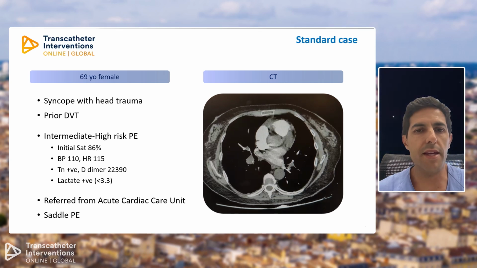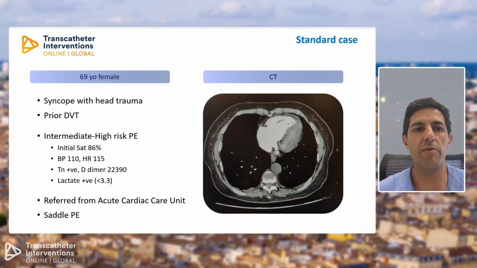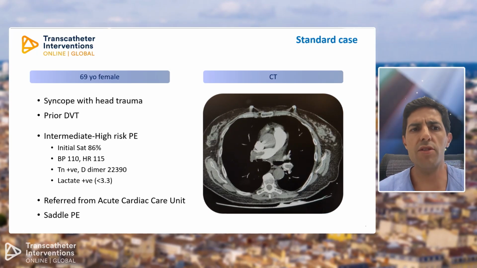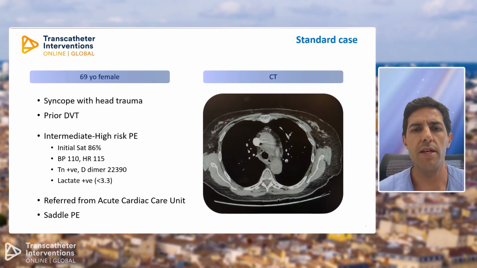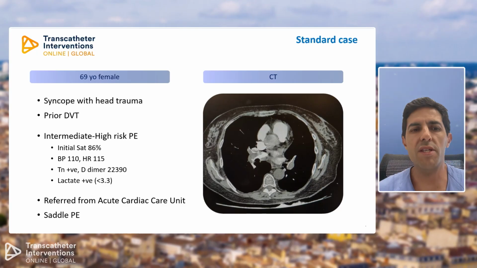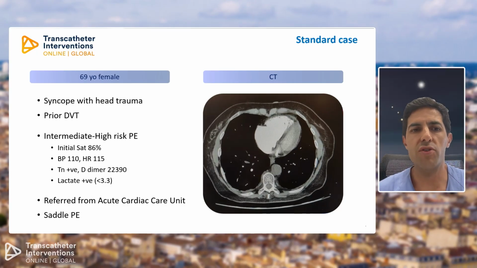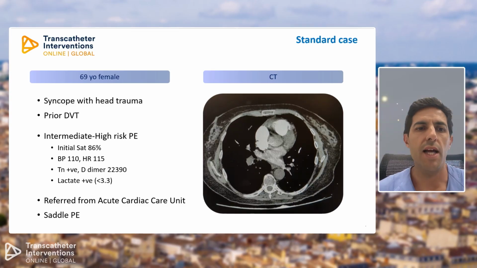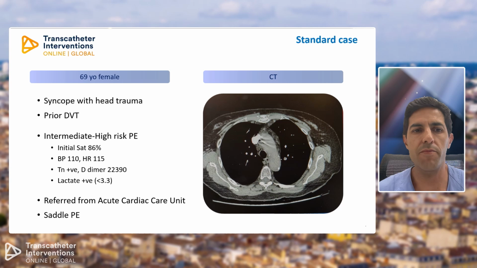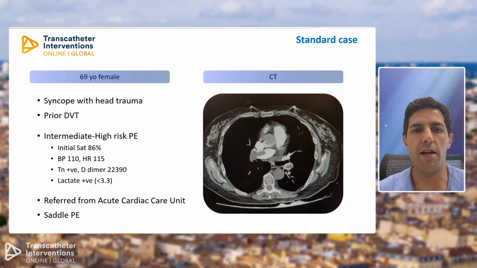This is the basic case that I want to present. This is a 69-year-old female who presents to the emergency department with syncope and head trauma. She had prior DVT. She's got an intermediate-high risk PE in the European Society of Cardiology classification with some desaturation, blood pressure 110, heart rate 115, so shock index a little bit over 1. Troponin positive, D-dimer positive, lactate positive 3.3, and also an RV/LV over 1.